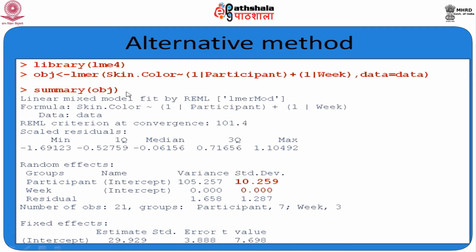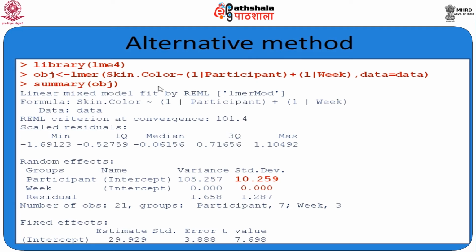If you need the summary, you can just get the summary of this, and that will give you the summary of a linear mixed effects model. There will be a fixed effects component and the random effects components. These are the variance components, I mean, three variance components. One is the participant, another is the week, another is the residual, that is the random error.